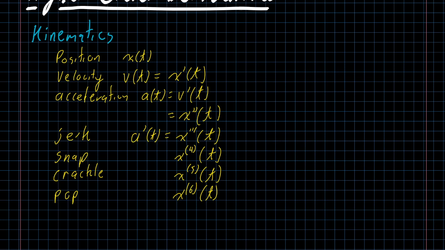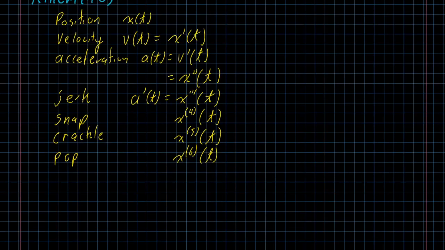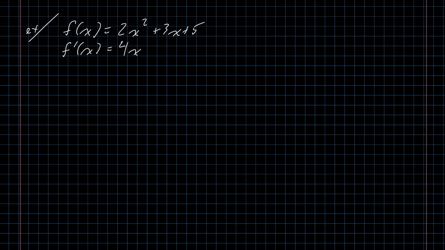All right, with that idea out of the way, let's start looking at a function. We'll start off with a relatively simple function. How about a polynomial, f of x equals 2x squared plus 3x plus 5. Taking the derivative of a polynomial is fairly simple at this point. F prime of x is going to be 4x plus 3.